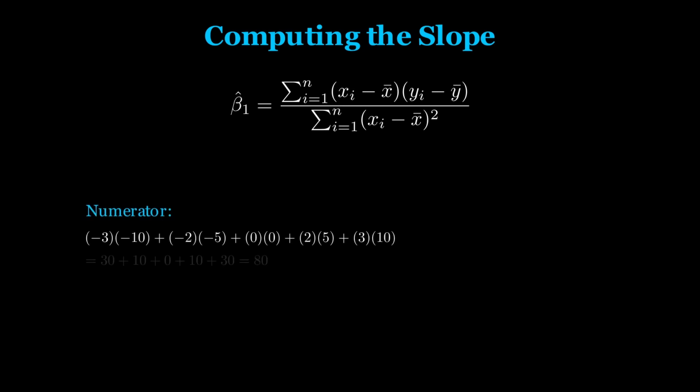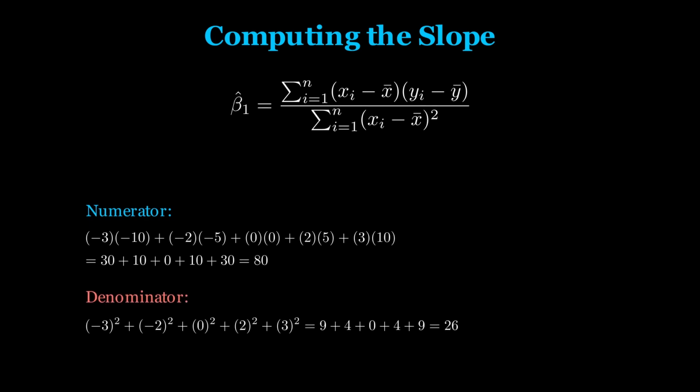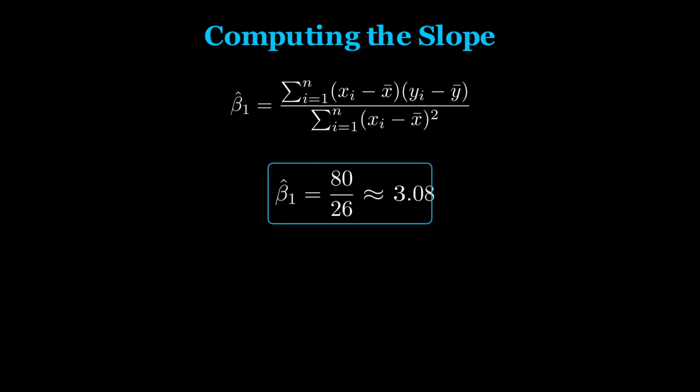For the numerator, we multiply each x deviation by the corresponding y deviation. That's negative 3 times negative 10 plus negative 2 times negative 5, and so on. Adding those up gives us 80. For the denominator, we square each x deviation and sum them up. 9 plus 4 plus 0 plus 4 plus 9 equals 26. So beta hat 1 equals 80 over 26, which is approximately 3.08. This means for each additional hour of study, the test score increases by about 3.08 points.